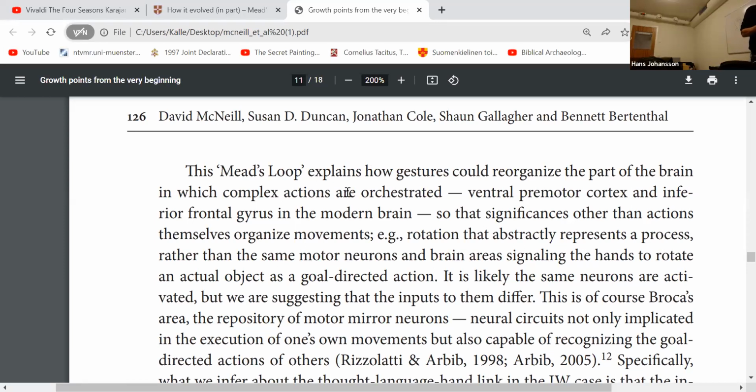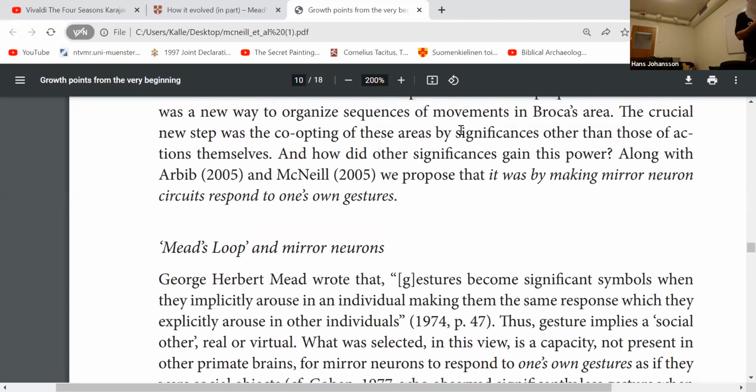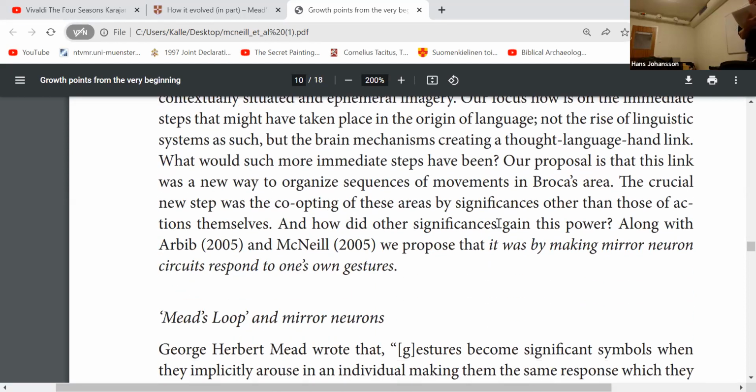Okay, let me go to the key phrase here. I will repeat it since it's so important, and it was on page 125. So it was for making mirror neuron circuits respond to one's own gestures. Let me drive the point home. We could compare with the visit to a doctor, where the doctor tests your knees by taking a hammer, and you react. The knee reflex, and this could imply that since we only passively react to things, we don't have our own free will.